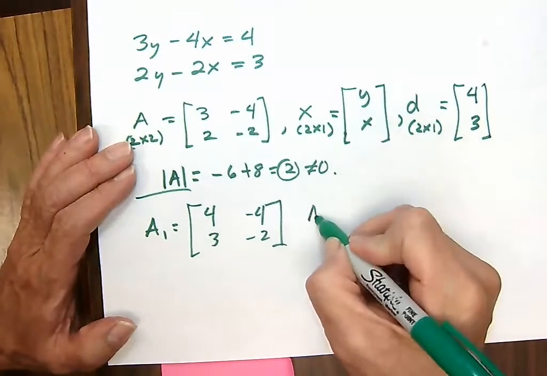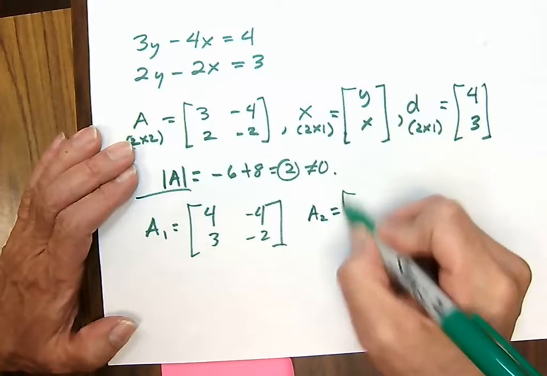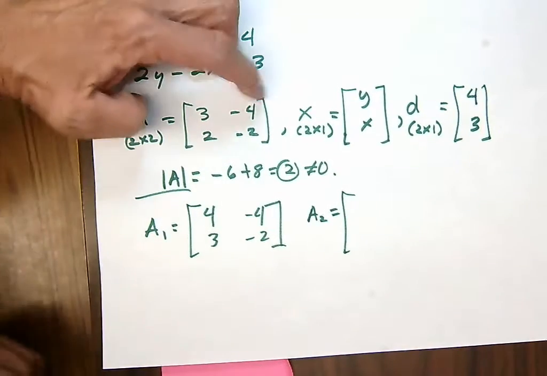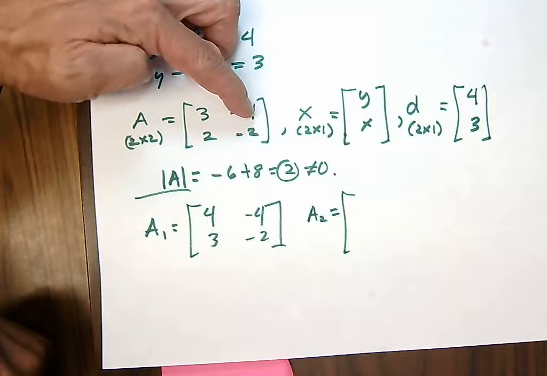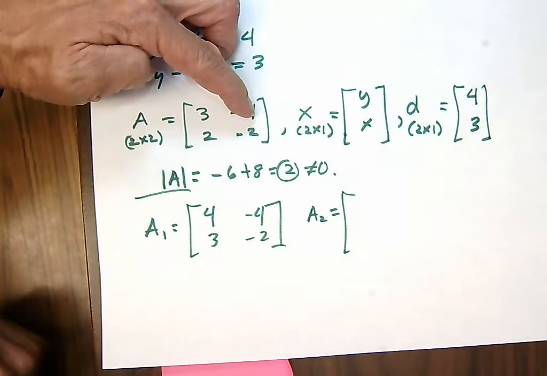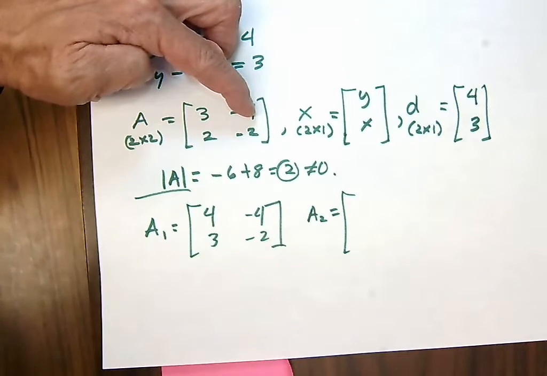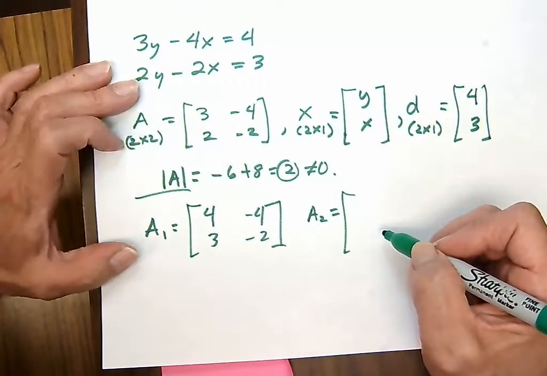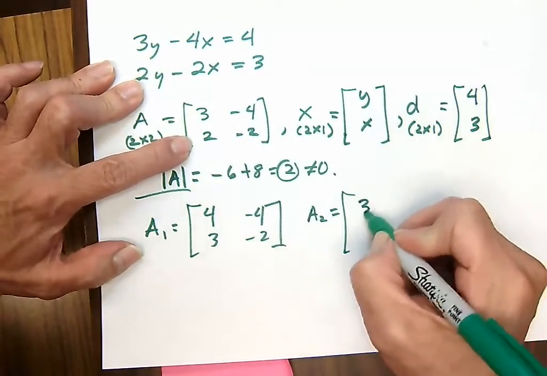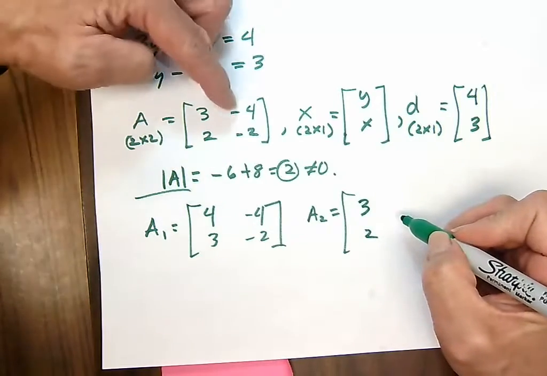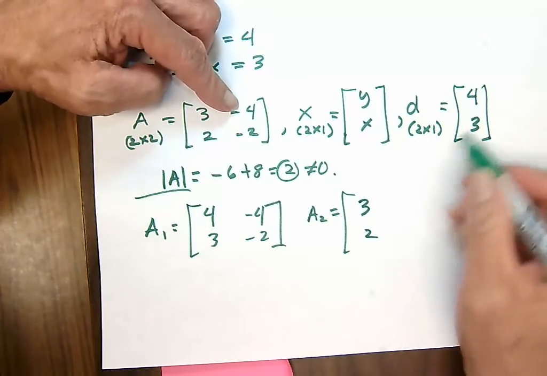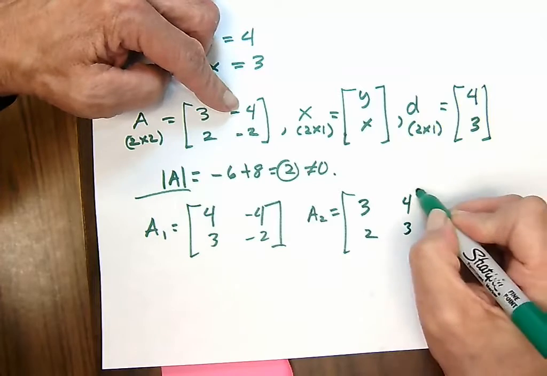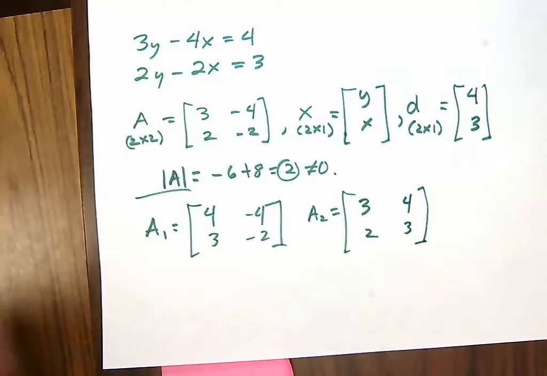Now let's form the A2 matrix, which is similar to the A matrix, only now we replace the second column of the A matrix with the D column vector. And all of the other elements of the A2 matrix will be the same as they are in the A matrix. So the first column remains 3, 2, but now we're replacing the second column in the A matrix with the D column vector. That's all we have to do.